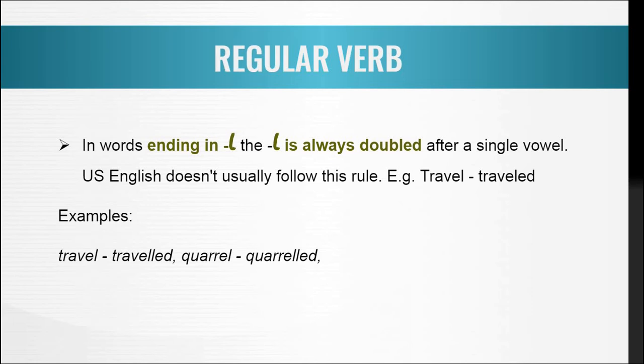But US English doesn't usually follow this rule. If you apply this formula to a US word, there will be a spelling error. Mostly when you are typing on your computer, if you type the word travel, it will be spelled traveled. If you type the double L and you have your US dictionary on in your computer, it will show an error. The British English mostly follows this rule. So if the word ends in L and L is preceded by a single vowel, L will be doubled: travelled, called, quarrelled.